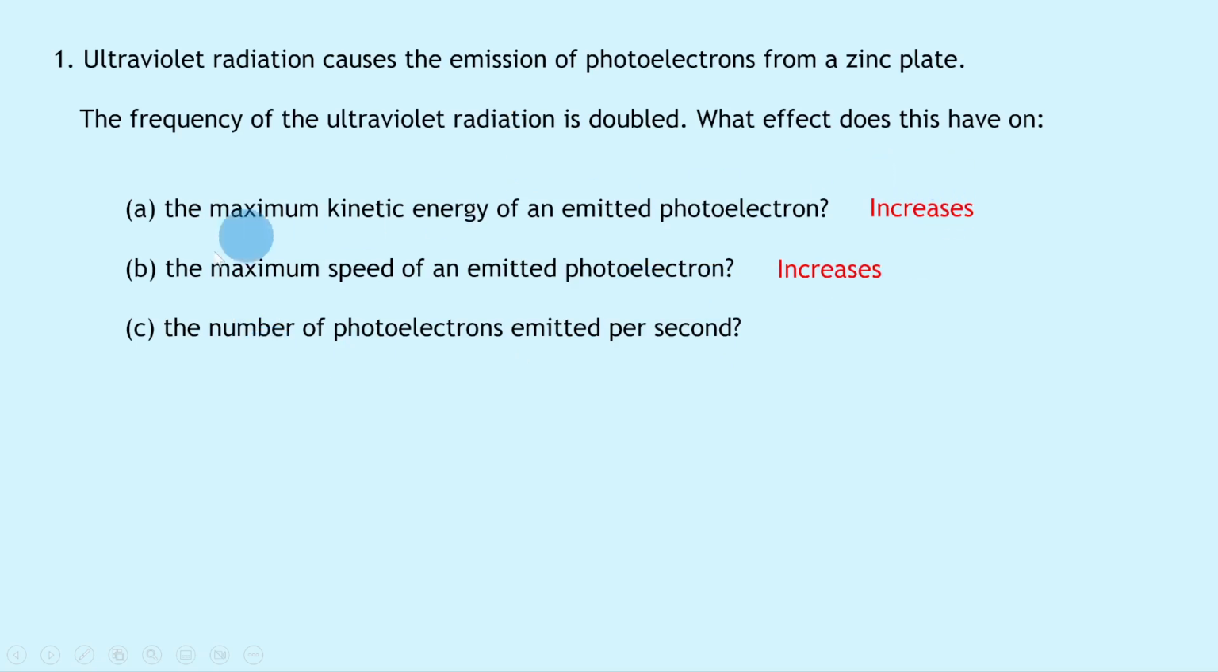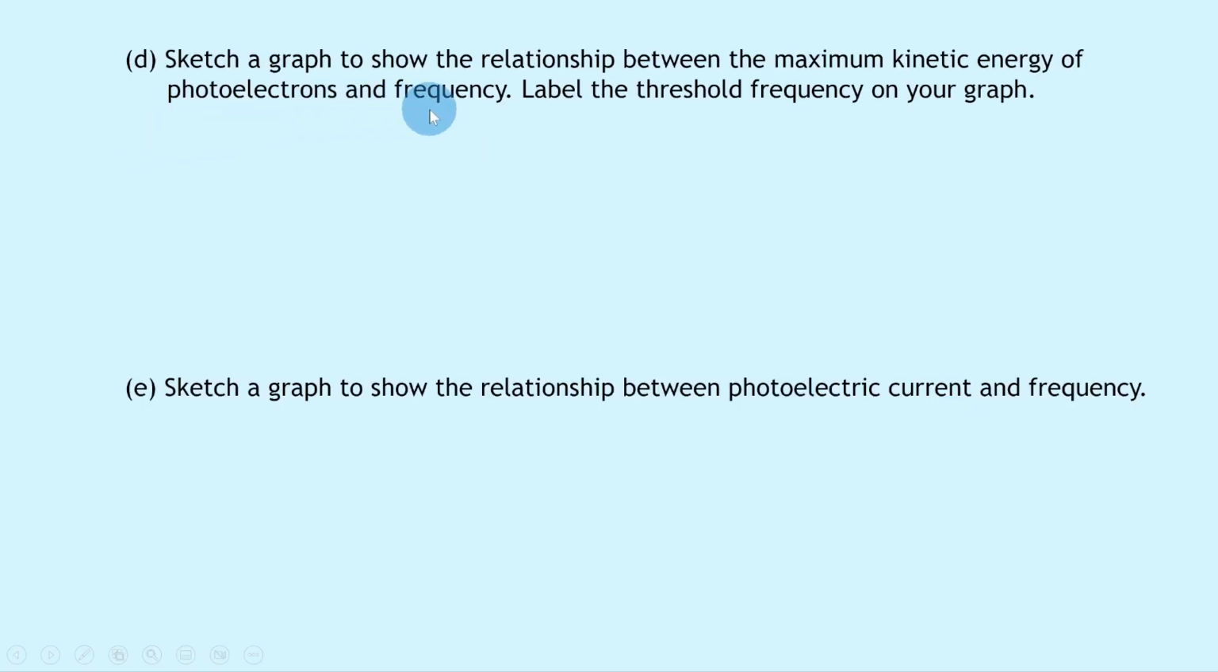And lastly, what effect does this have on C, the number of photoelectrons emitted per second? Well, remember, frequency will have no effect on this. It's only irradiance that will have an effect on the number of photoelectrons emitted per second, i.e. the photoelectric current.